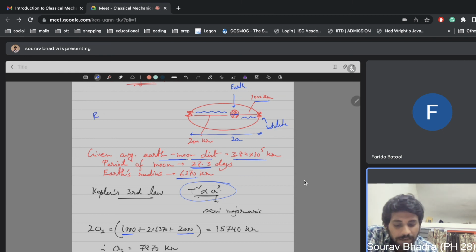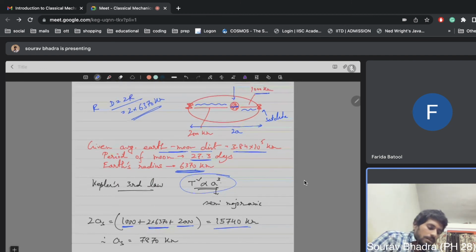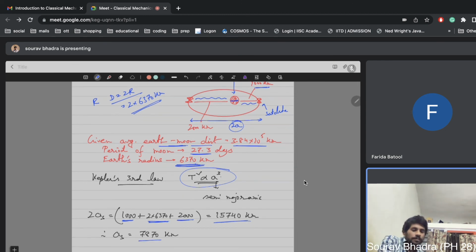Now the radius is given, and the diameter is 2 times the radius, so that's why 2 into the radius, which is given as 6370 kilometer. So this diameter we need to add to the farthest and closest distances, which I have added, and it comes out as 15,740 kilometer. This is the 2a, which is twice the semi major axis. Now the semi major axis a is just half of this, which is 7870 kilometer. Now you have the semi major axis for your satellite.